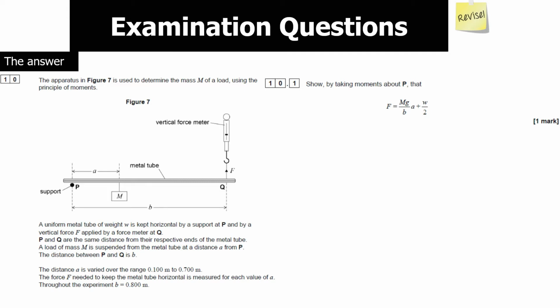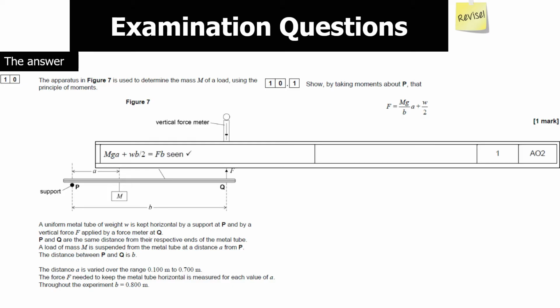Right, so how do you answer this particular question? Well, it's understanding what the principle of moments is. It's the idea that because it's being kept horizontal, we must know that the clockwise moments will equal the anti-clockwise moments. So how to work out a moment is the force times the distance from the particular point you're taking your moments about, which in this case is P.